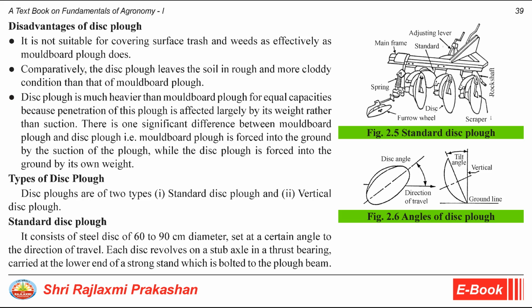Types of disc plough. Disc ploughs are of two types: 1. Standard disc plough and 2. Vertical disc plough. Standard disc plough. It consists of steel discs of 60 to 90 centimeters diameter, set at a certain angle to the direction of travel. Each disc revolves on a stub axle in a thrust bearing, carried at the lower end of a strong stand which is bolted to the plough beam.